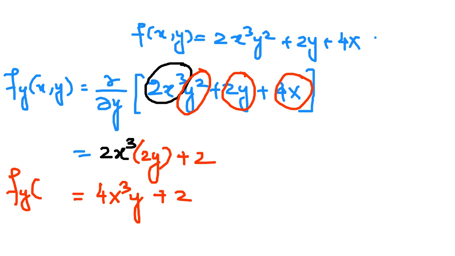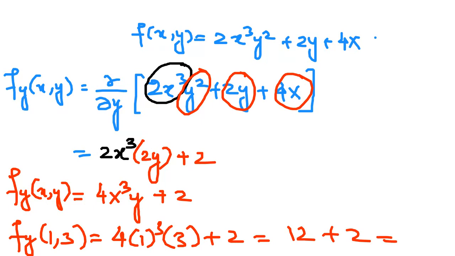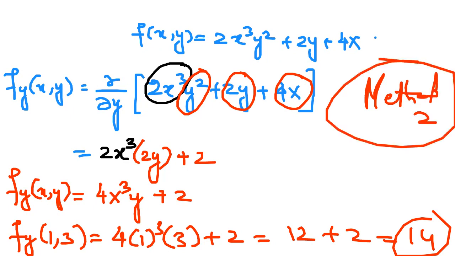Okay. Now substitute the value. This value is 1 and 3. When I put 1 and 3, that becomes 12 plus 2 is equal to 14. Same answer. Okay. So this is the second method. You can use any method in the exam which you find easy.